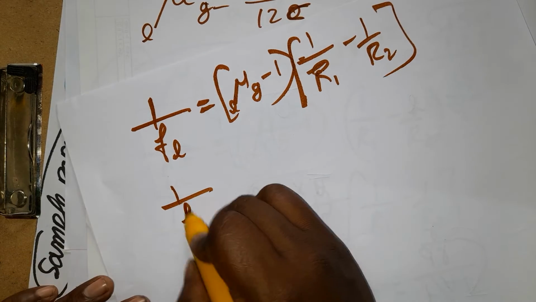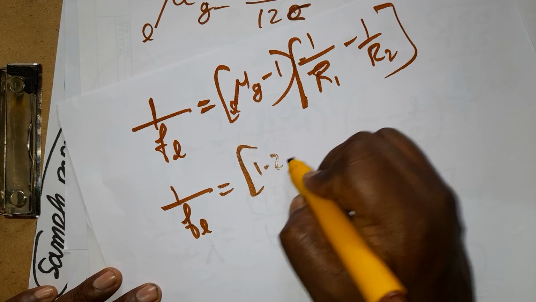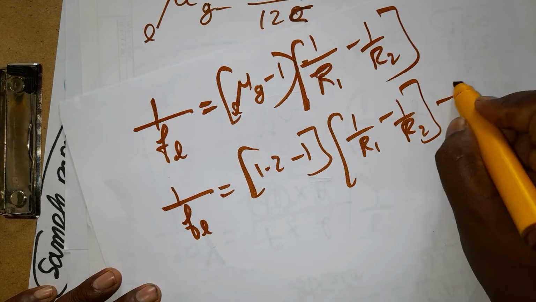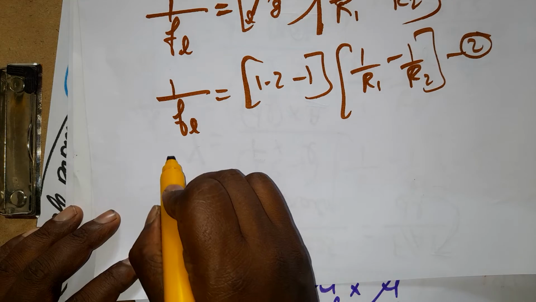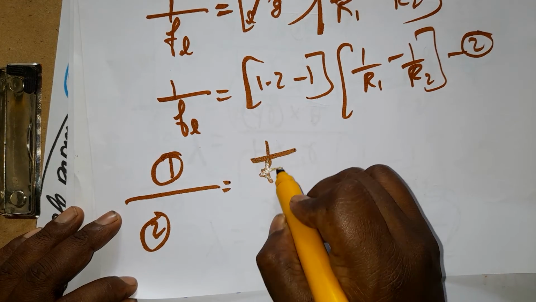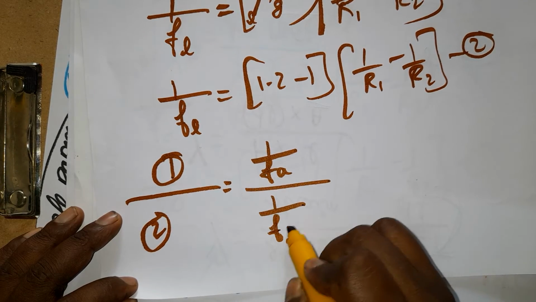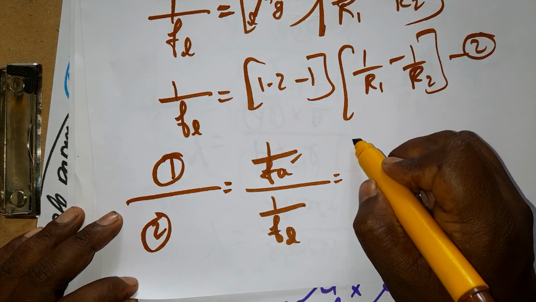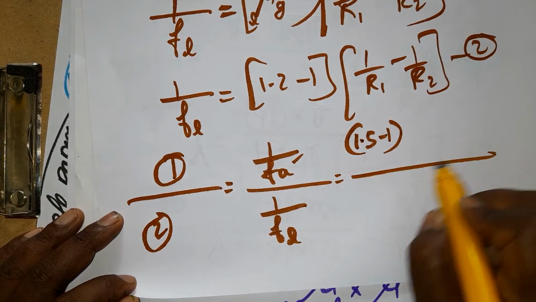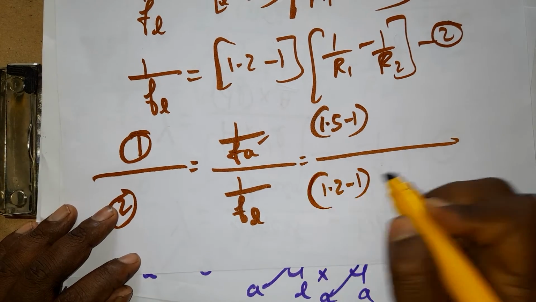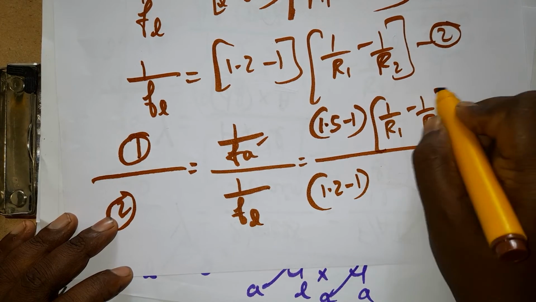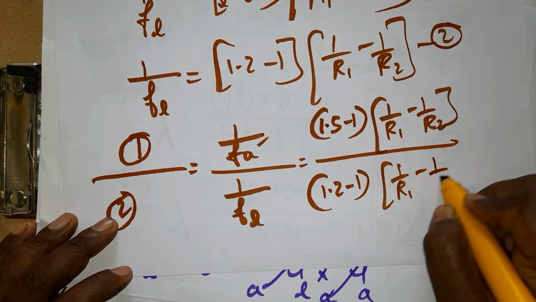Now 1 divided by the focal length in liquid, we don't know. This is 1.2 minus 1, into 1 divided by R1 minus 1 divided by R2. Equation 2. I have taken the ratio of both. Equation 1 divided by equation 2. So that's called 1 divided by the focal length in air, divided by 1 divided by the focal length in liquid. This is 20. So the refractive index of A to G, 1.5 minus 1, divided by 1.2 minus 1. Equation 1 divided by 2, that's it. Very simple. 1 divided by R1 minus 1 divided by R2.